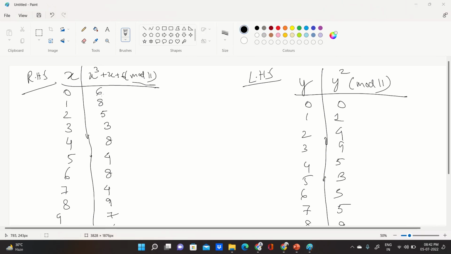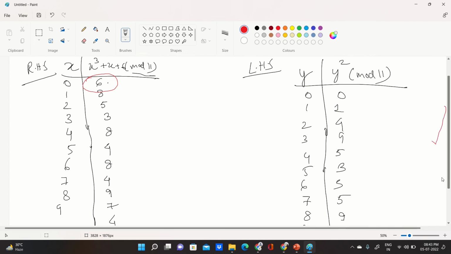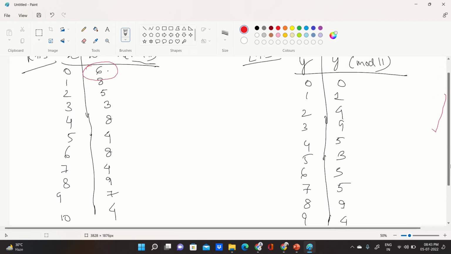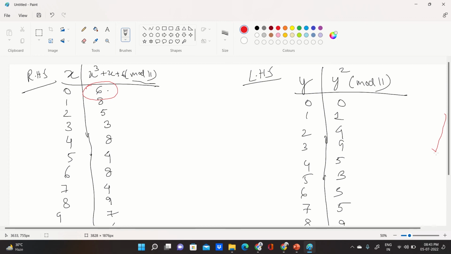Okay, let me check where 6 is present. I'm going to check whether this value lies in my LHS or not. Is there a 6 present in the RHS side? Let's check. No, there is no 6 present in the LHS side, so this is rolled out.